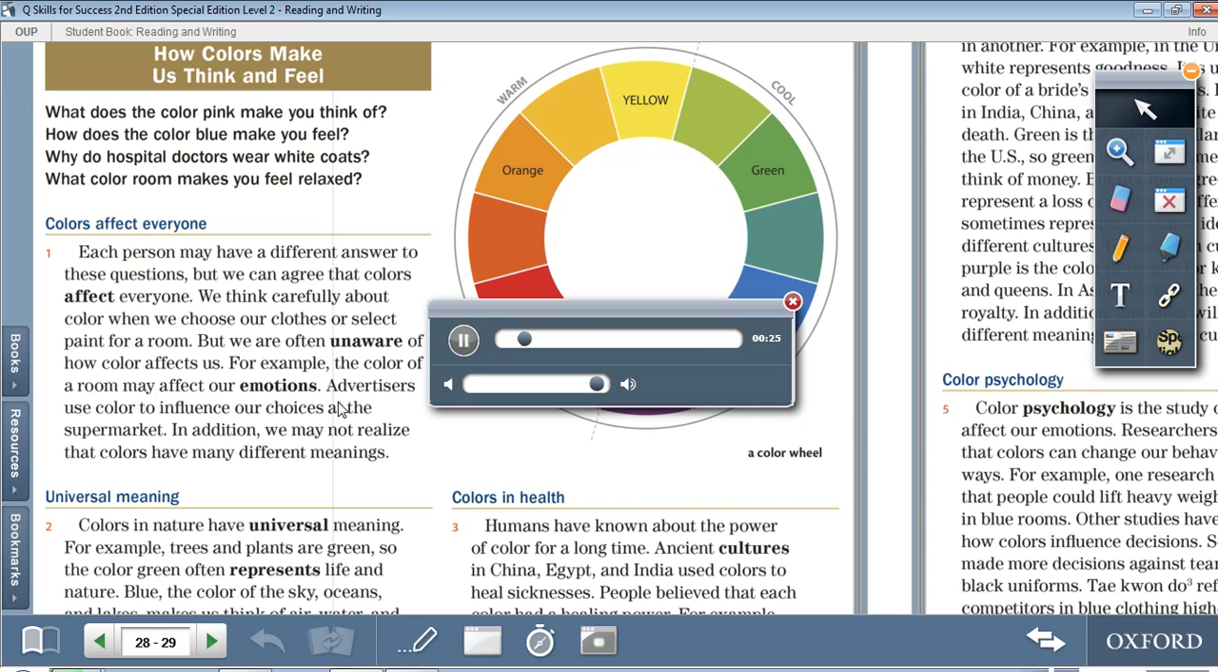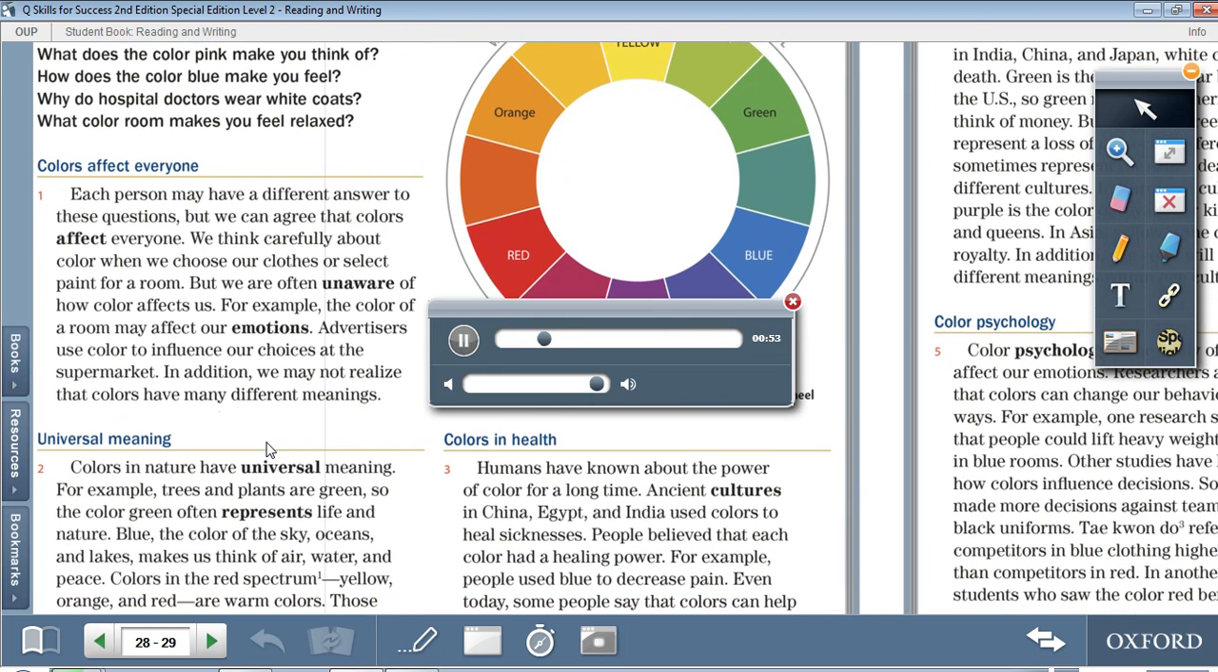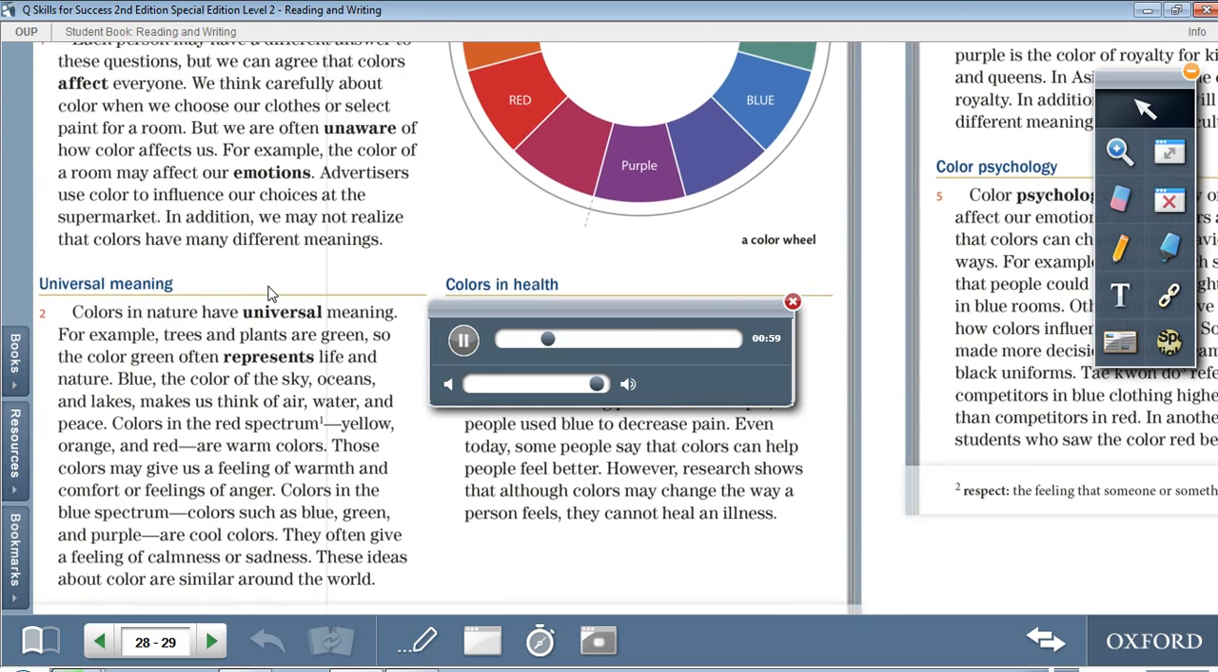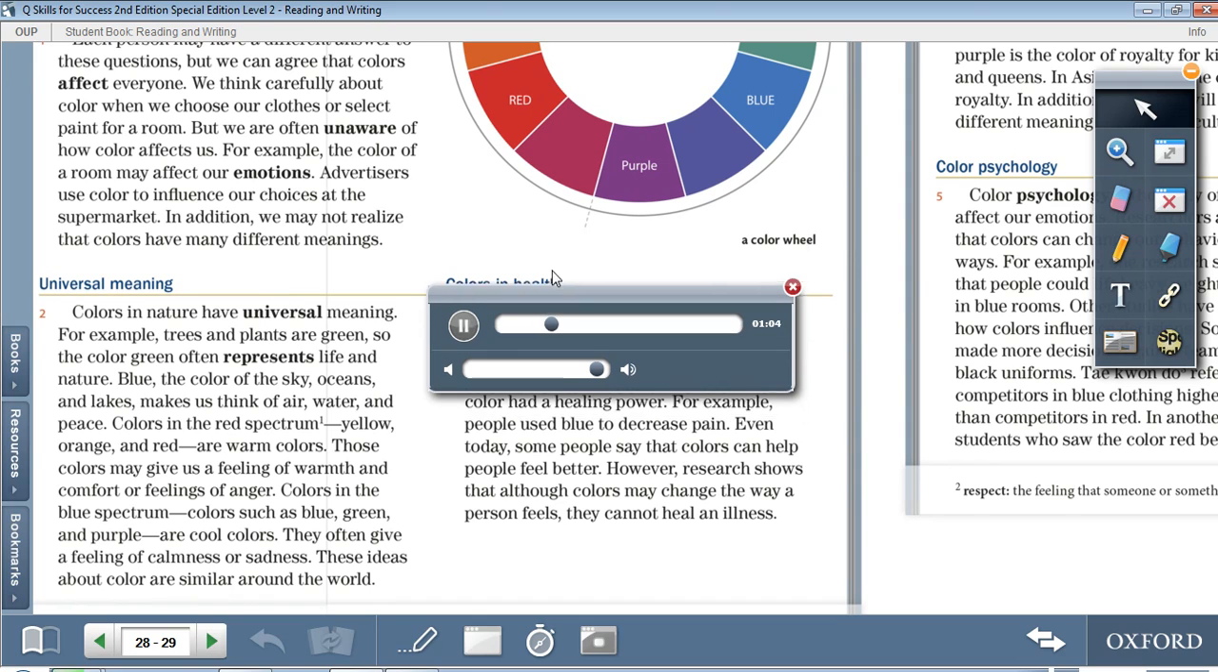Colors affect everyone. Each person may have a different answer to these questions, but we can agree that colors affect everyone. We think carefully about color when we choose our clothes or select paint for a room. But we are often unaware of how color affects us. For example, the color of a room may affect our emotions. Advertisers use color to influence our choices at the supermarket. In addition, we may not realize that colors have many different meanings.